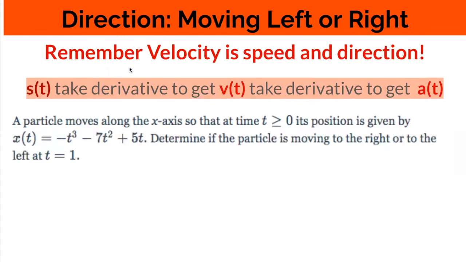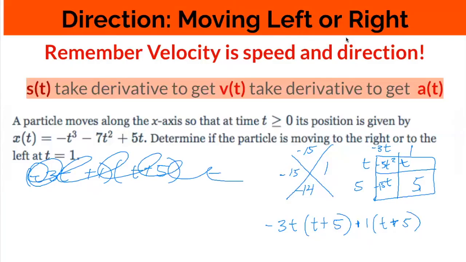If you look at the next one, now look what it gives you. It says a particle is moving. It says right here, they give you the original function, determine if the particle is moving right or left. Well, we can't find out if it's moving right or left at t equals 1 until we have the velocity function. So all you had to do was find the velocity, negative 3t squared minus 14t plus 5, and then we just had to plug in 1.